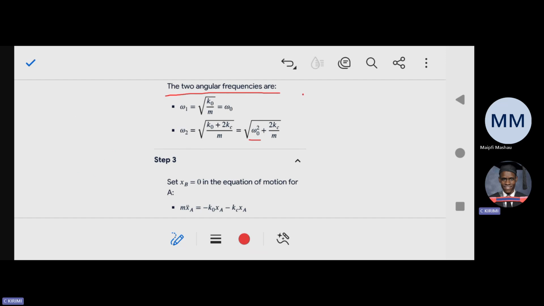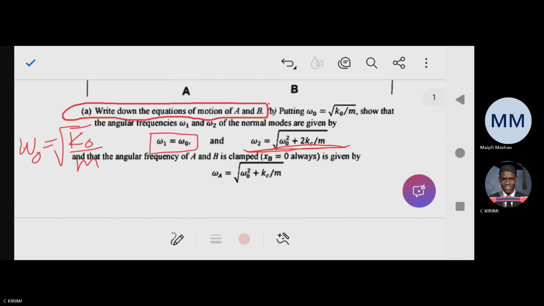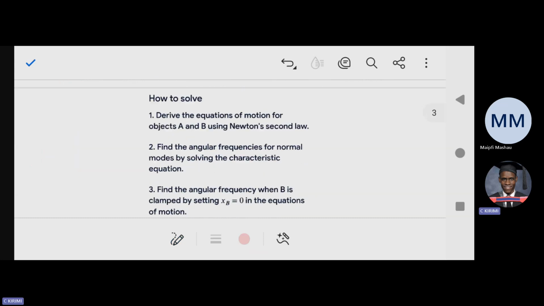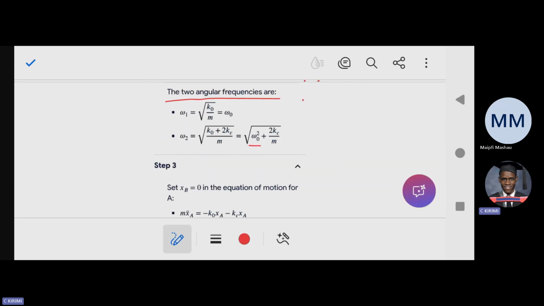Now we want to show something else that is different. We want to show that the angular frequency of A is given by kc over m. How is the 2 disappearing when you are dealing with the angular frequency of A, omega A? That's what we want to prove. From what we have got so far, we set xb equal to 0, which means it's clamped.